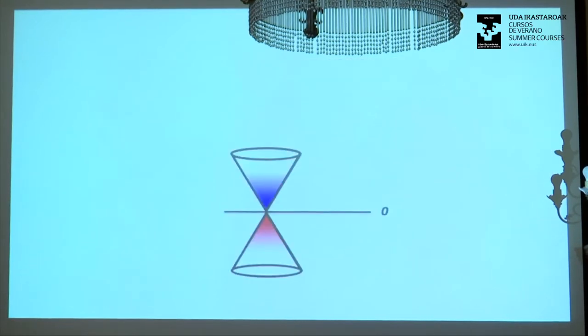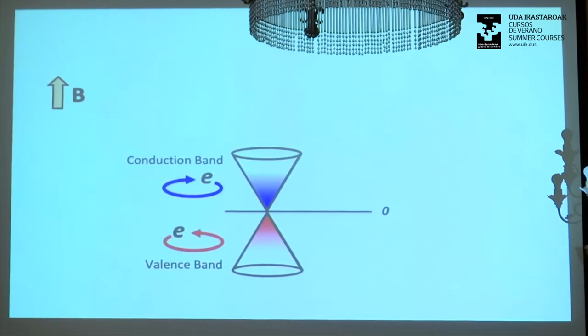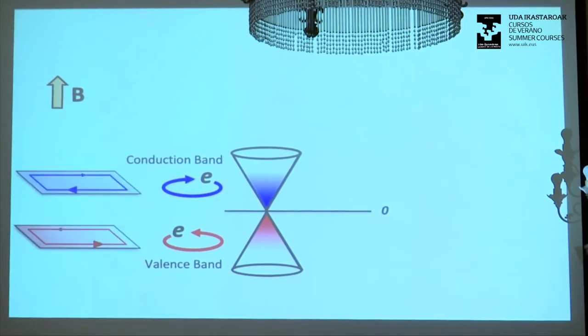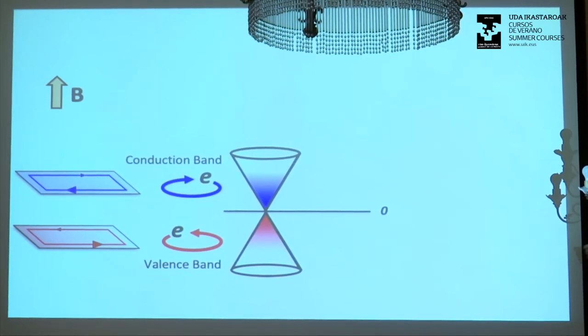So let's take a Dirac cone. This is the conduction band. This is the valence band, charge neutrality point. Now let's apply a magnetic field. If you apply a magnetic field, electrons in your conduction band rotate one way. Electrons in your valence band rotate the other way around. This means that if you go into the quantum Hall regime, you will have edge modes in your conduction band that will be chiral going in one direction. In your valence band, it will be chiral going in the opposite direction.